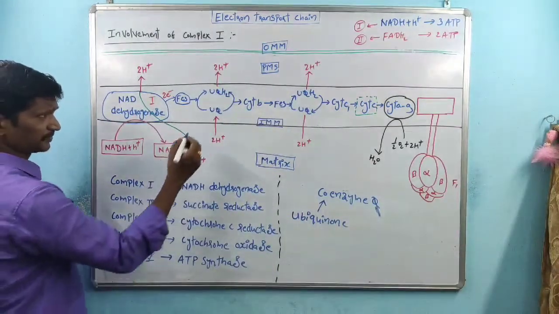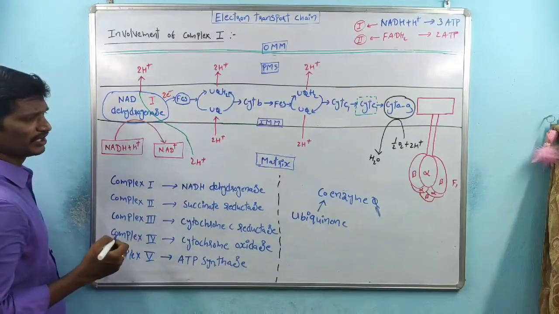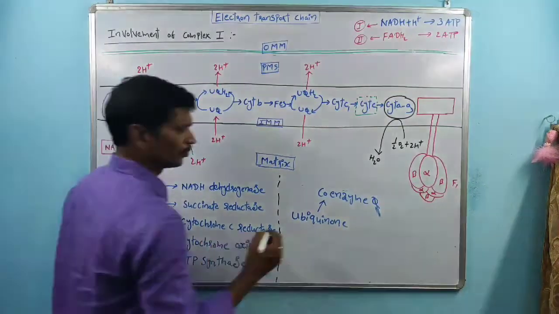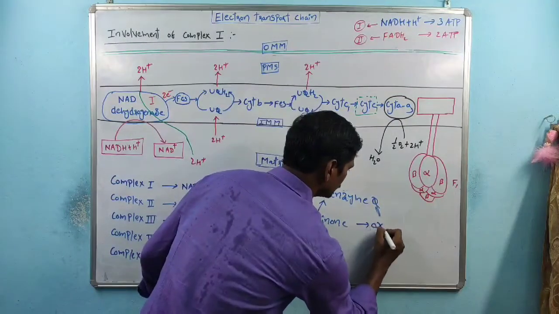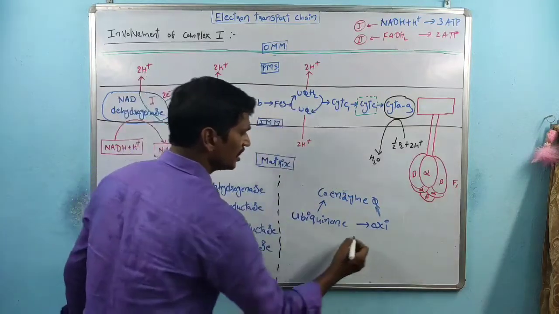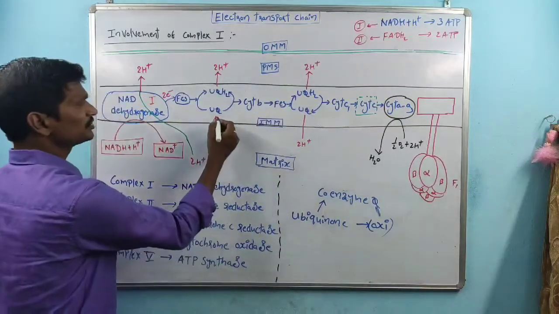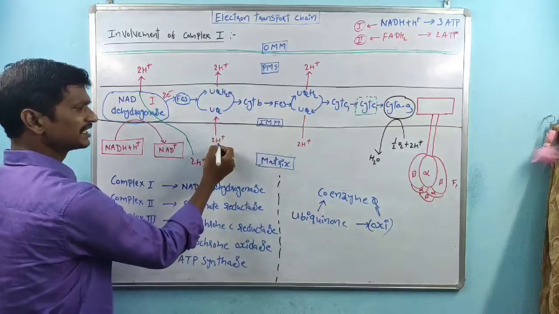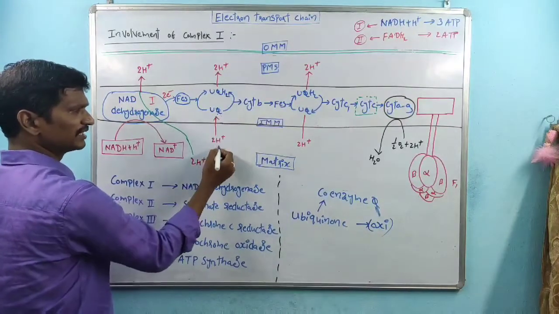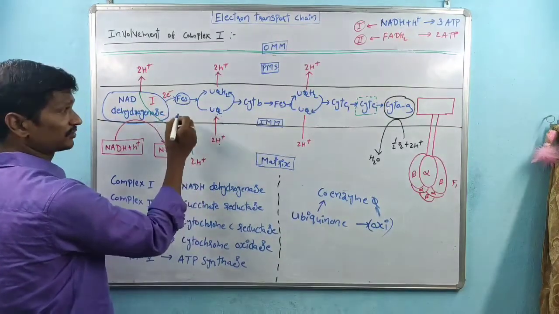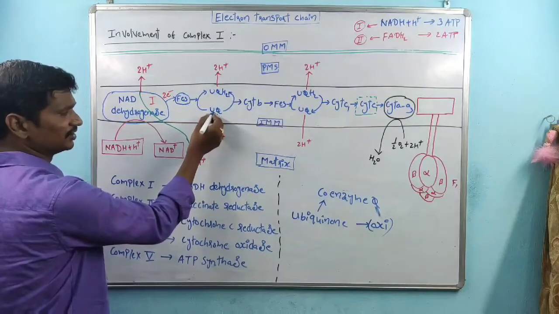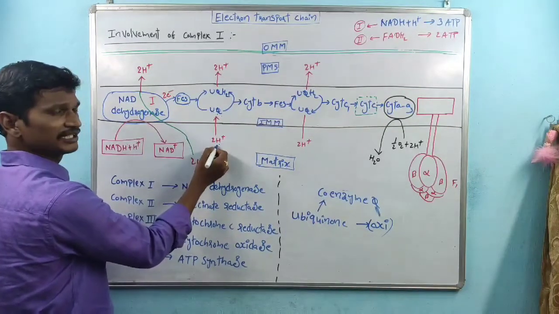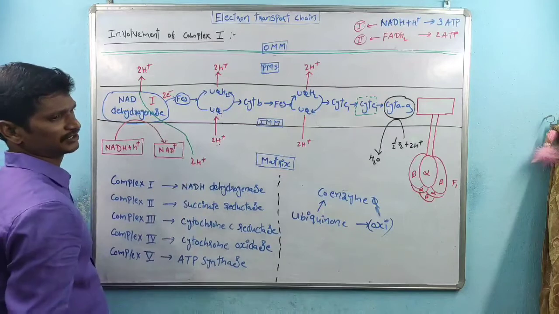See, this is the ubiquinone. Ubiquinone has two states. One of the states is the oxidized state. So once the ubiquinone gains the electrons, first of all, once it gains the electrons, then it immediately interacts with the H plus ions.